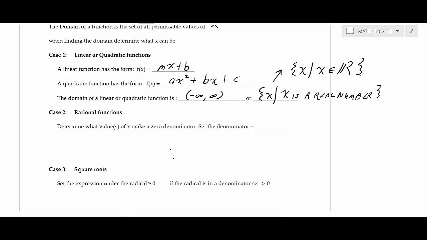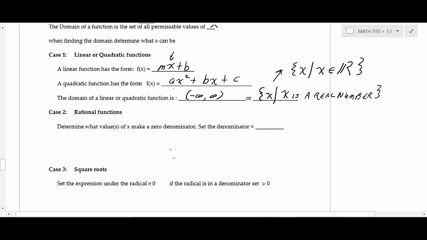Now, the reason for that is real simple. If you have a line, x can be anything. You can take x and multiply it by any number and add a number to it. There's no zero denominator, no problem under a radical, anything like that. So if you have a linear or a quadratic function, the domain's everything.